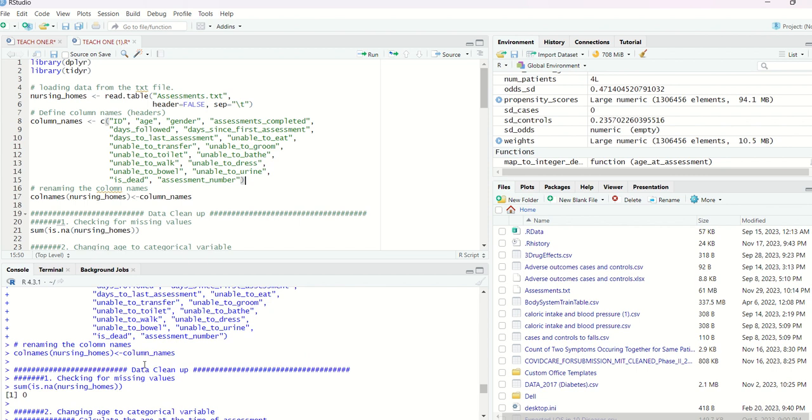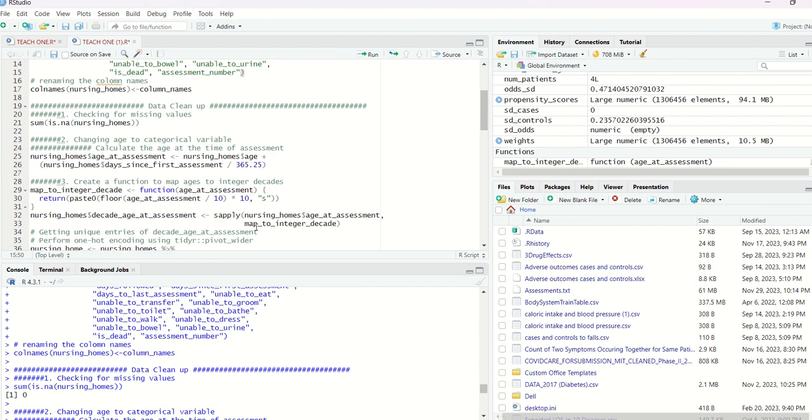Coming to step 1, data cleaning, checking for missing values. This code checks for missing values in our dataset. This is crucial because missing data can impact our analysis. Luckily, we don't find any missing values, ensuring the integrity of our dataset.